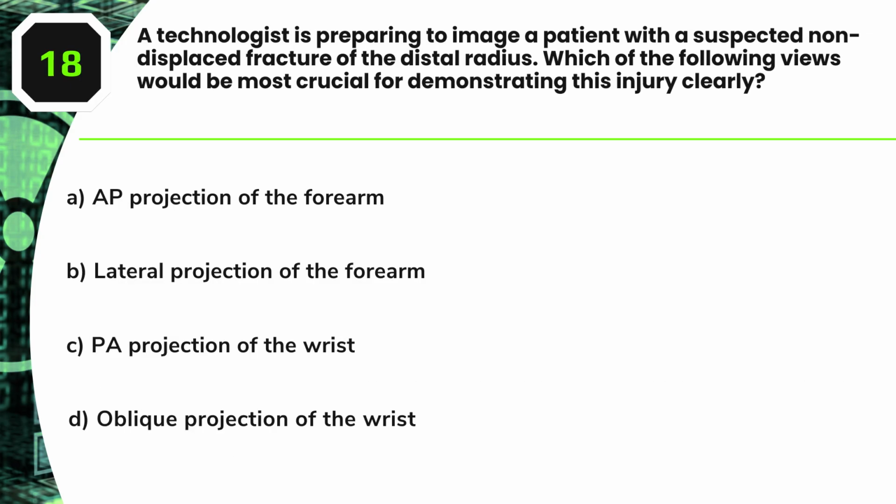Question 18. A technologist is preparing to image a patient with a suspected non-displaced fracture of the distal radius. Which of the following views would be most crucial for demonstrating this injury clearly? A. AP projection of the forearm. B. Lateral projection of the forearm. C. PA projection of the wrist. D. Oblique projection of the wrist.